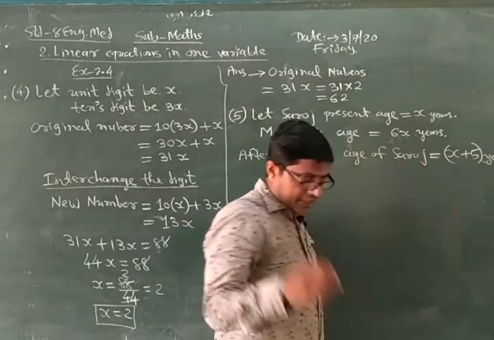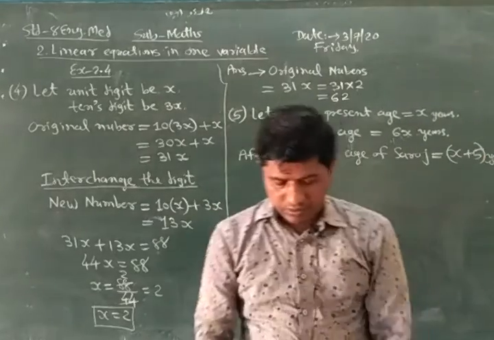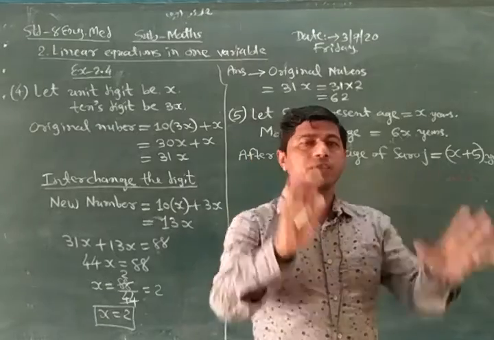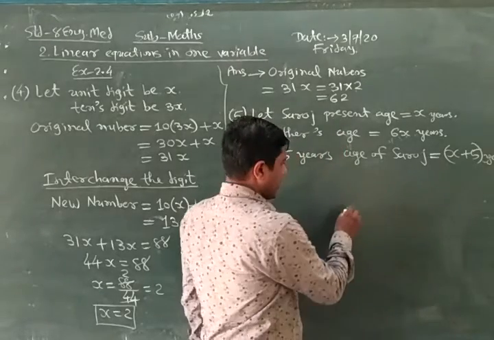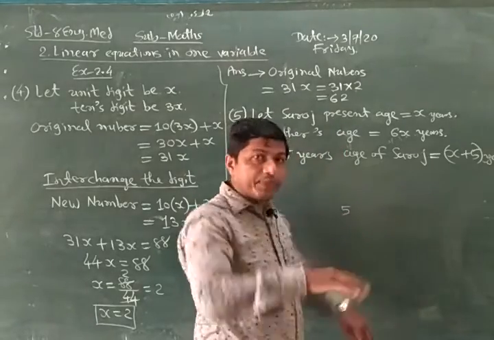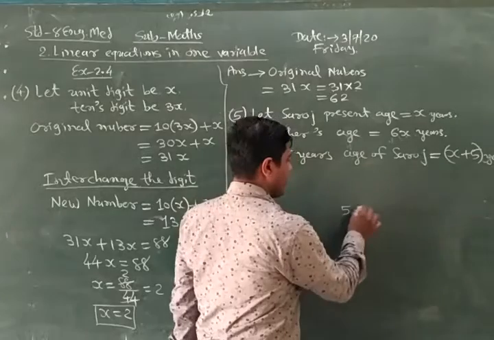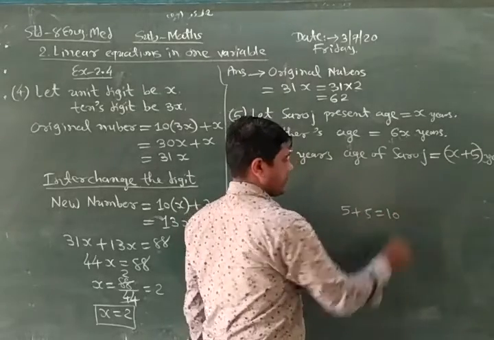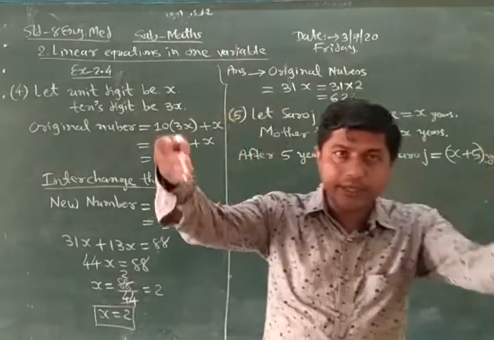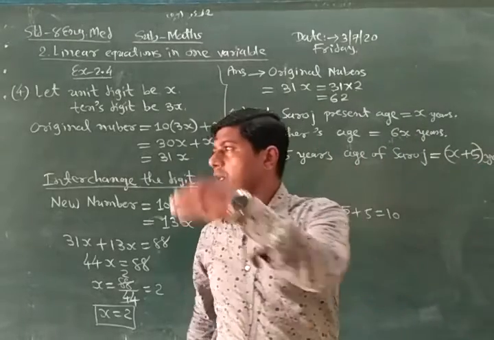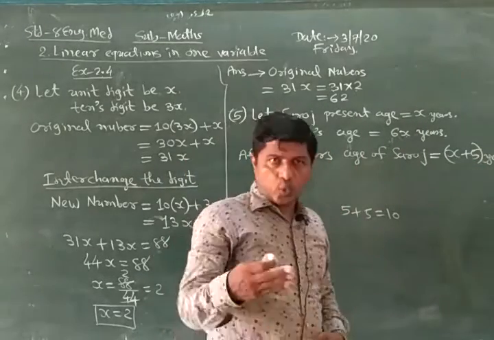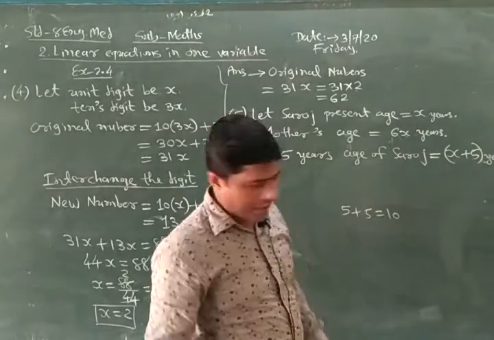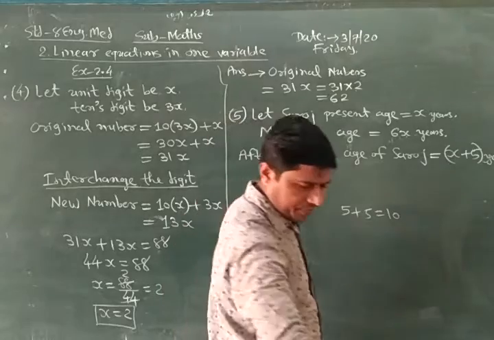Why is it plus 5? Suppose Ram's age is, say, 5 years. After 5 years, 5 plus 5, so total 10 years. If it is given as after 5 years, then plus. If it is given as ago, then minus. Ago, so 0 years, not born.